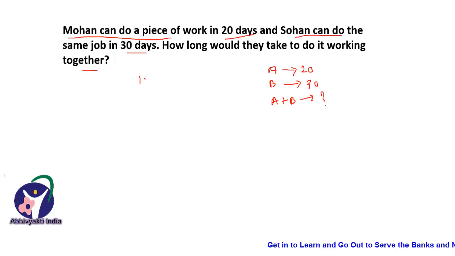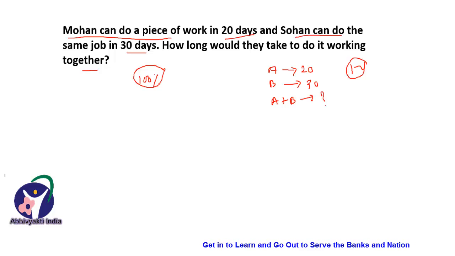Let there be a work of 100%. I do not take it as one unit as we usually do, but I take the complete work as 100%, because understanding the quantum of the work becomes easier when we say that 50% work is completed, or 20% work is completed, or 30% work is left. That way the concept of the quantum of work is clear.